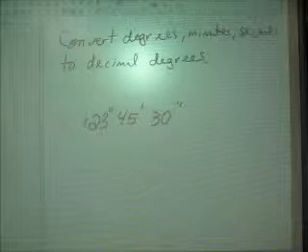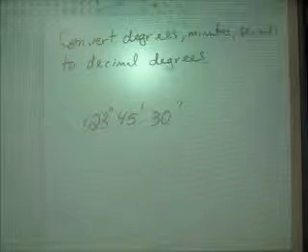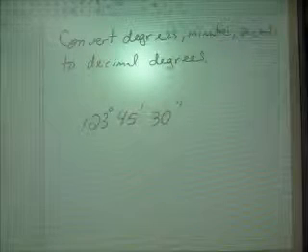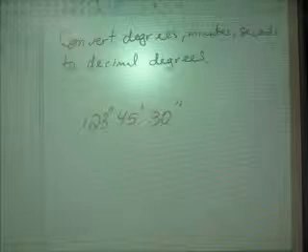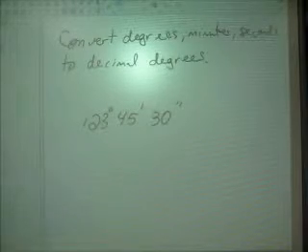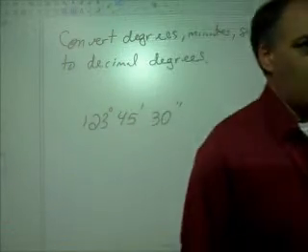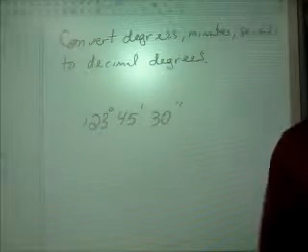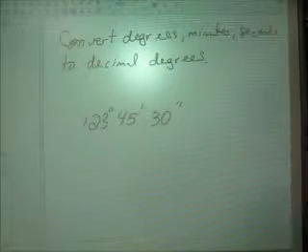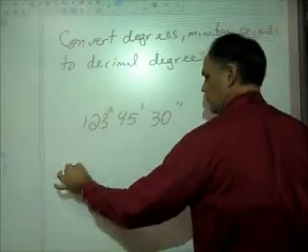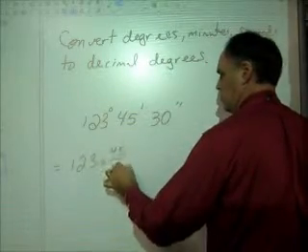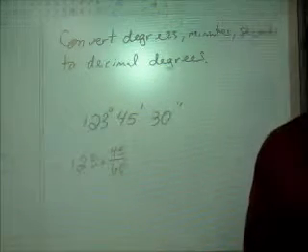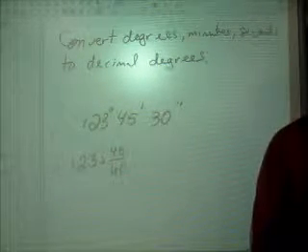Our challenge is now I want to write this as an angle that's in decimal format, because a lot of us might operate in decimal format a little more readily than we would in degrees, minutes, and seconds. How many minutes did we say was in 1 degree? 60 minutes. So I could say that that is 123 plus 45 out of 60.